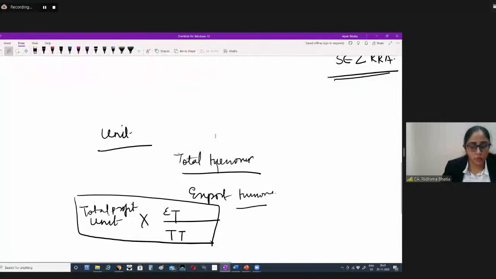Now in this turnover at your level, you have to remember that your turnover will not include any freight, any telecommunication charges, any insurance amount which has been received, or any expenses which have been incurred in foreign exchange. All of them will not be included either in your export turnover or your total turnover. Okay, so it's just a unitary method of calculating export profit. Export turnover upon my total turnover into my total profit. Simple.